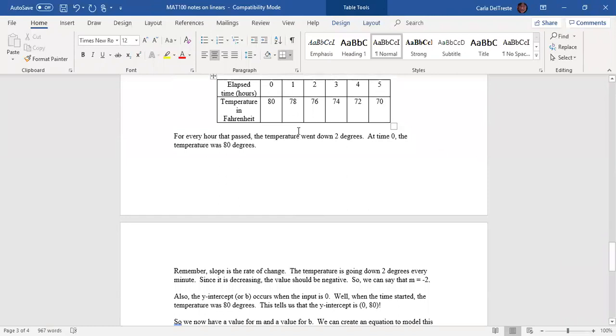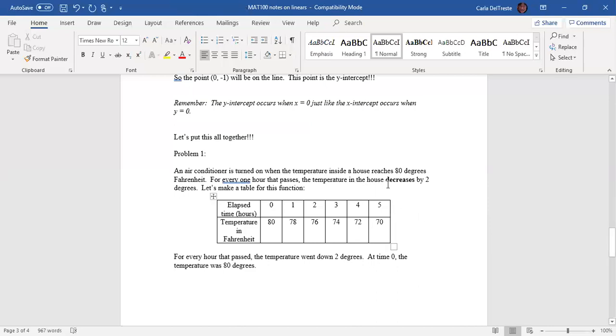We can do one of two things. We can either calculate the slope as the change in y over the change in x. So this is going to go down 2 for every 1, down 2 for every 1. So the slope here is going to be -2. Could we have seen that even without making the table? Yeah, because look at how it was described. It decreases 2 degrees every 1 hour.